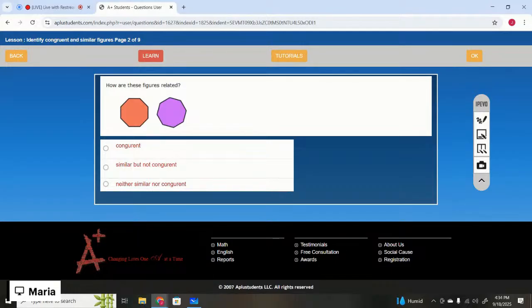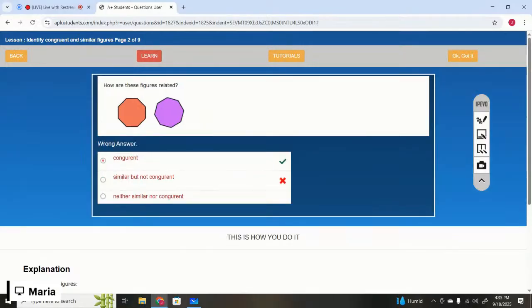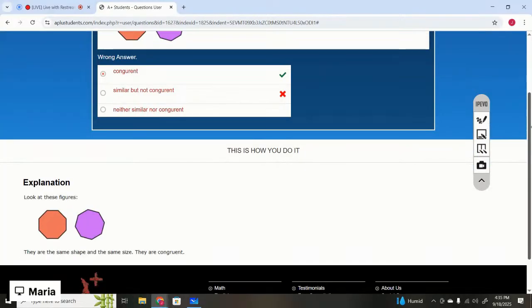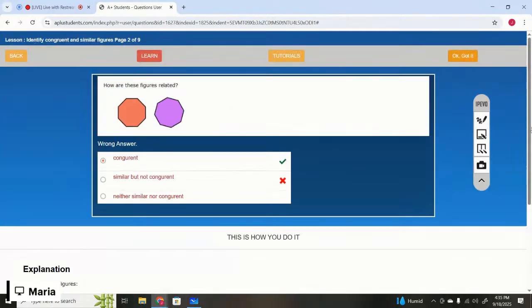How are these figures related? They are similar but not congruent. Option number two is the correct option. Congruent? Oh, they are same shapes and same size.